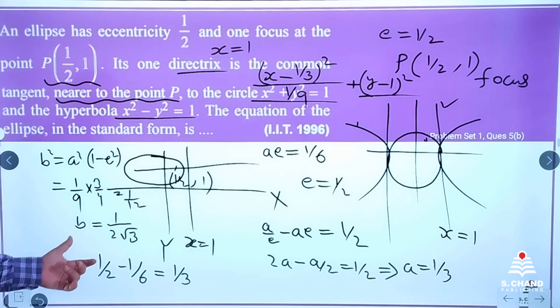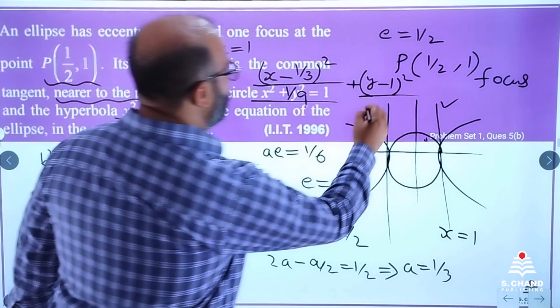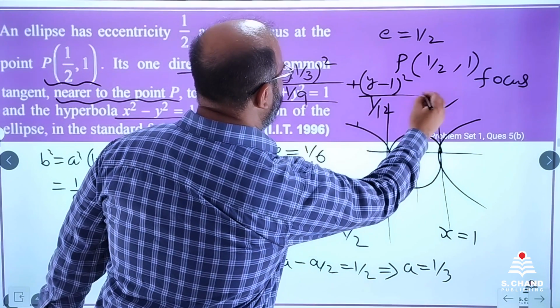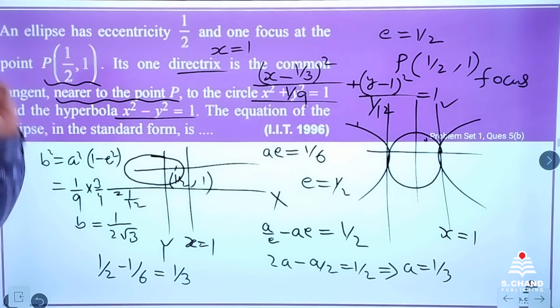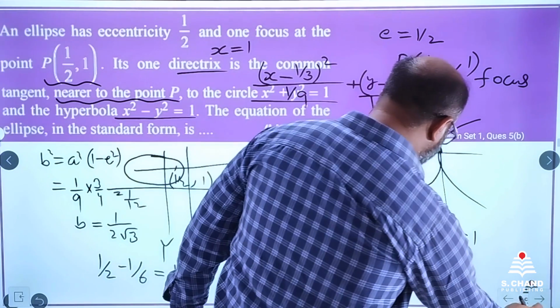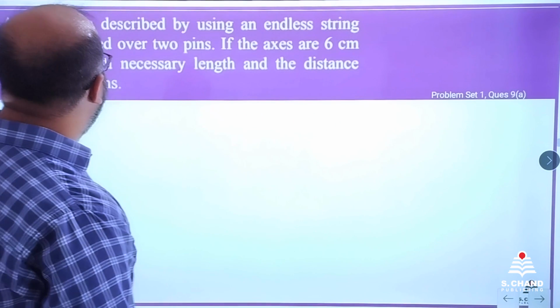B square is equal to 1 by 12. So it is 1 by 12 is equal to 1. So this is finally the equation of the ellipse. Now let us come to the next question.